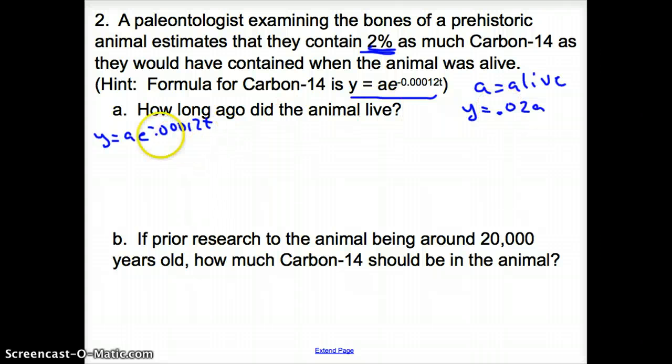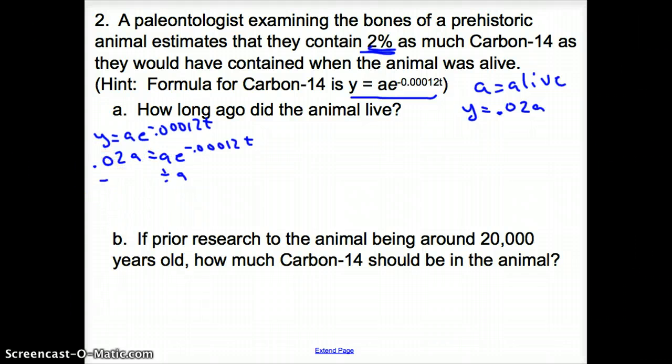So let's go ahead and plug it in. We have 0.02a, that's going to equal a times e to the negative 0.00012t, and t, because we do not know what our t is. First things first, we have to take care of that a because we want to get e by itself. We can divide both sides by a.